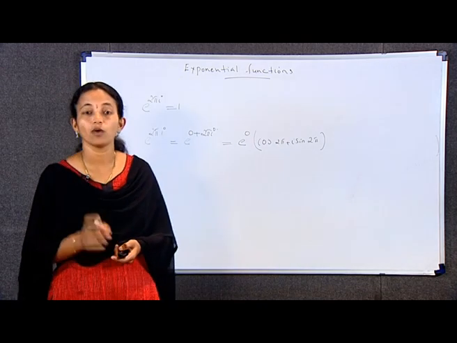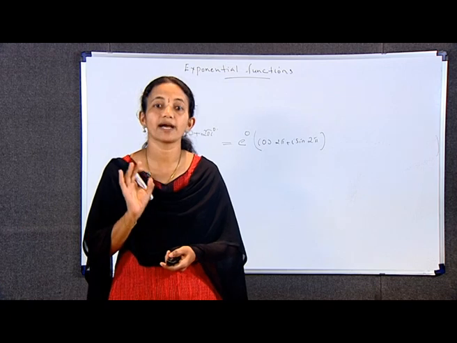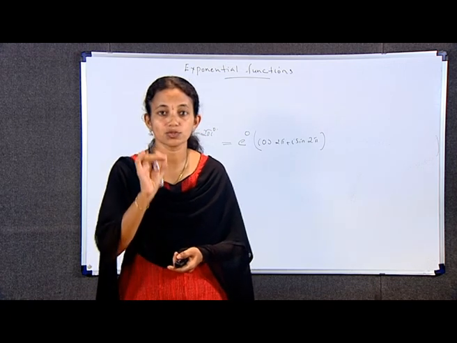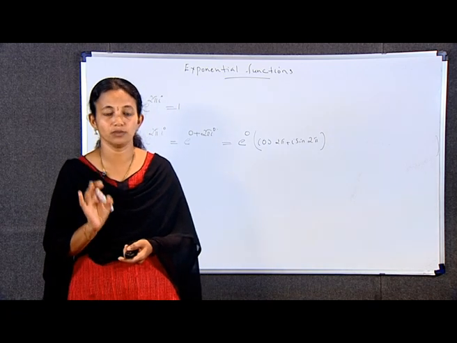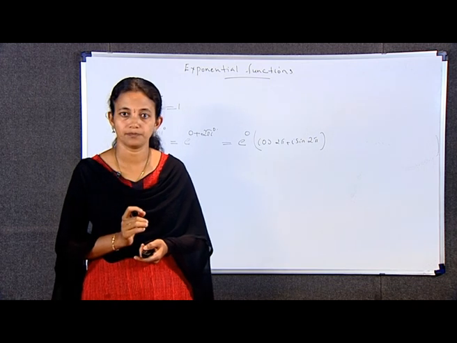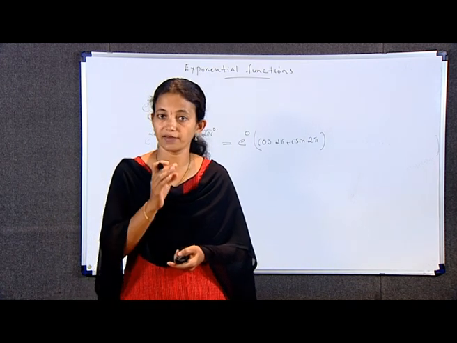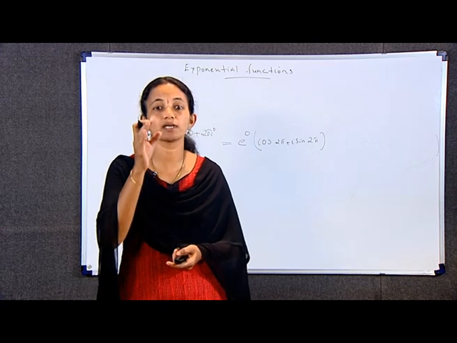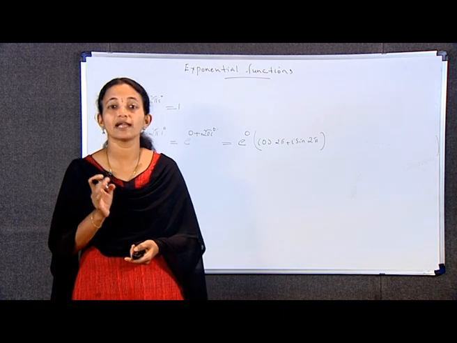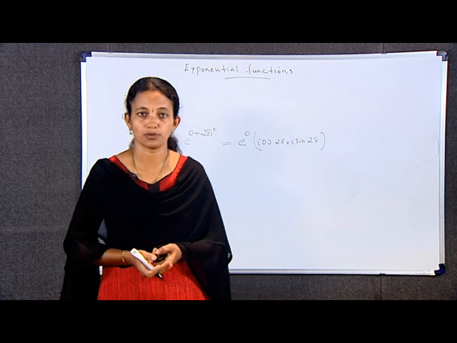Next property: e raised to z is not equal to 0 for any value of z. This follows from the fact that e raised to z into e raised to minus z is equal to e raised to 0, which is equal to 1. That is, e raised to z is not equal to 0, since by property 5 above modulus of e raised to z is equal to e raised to x, and the real valued exponential function e raised to x is not equal to 0.